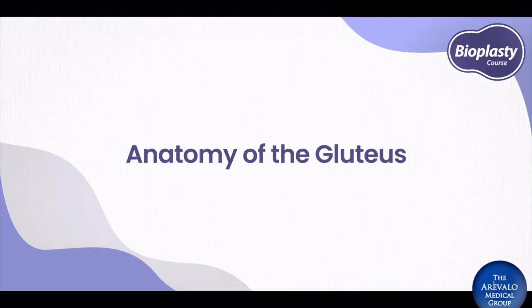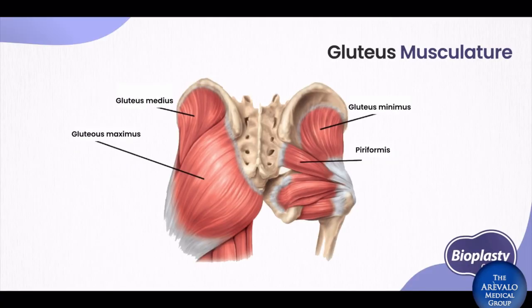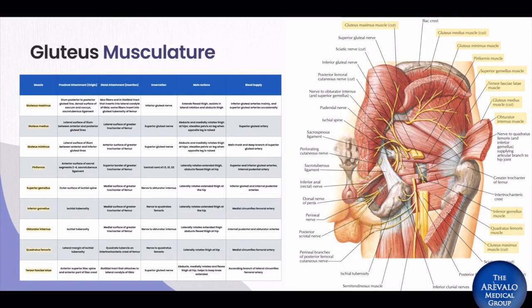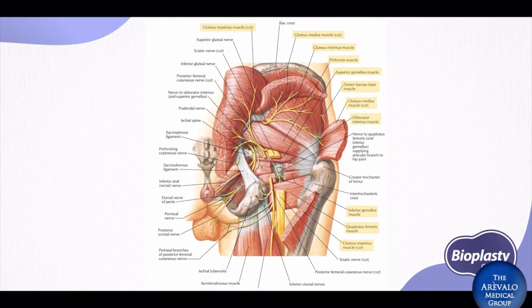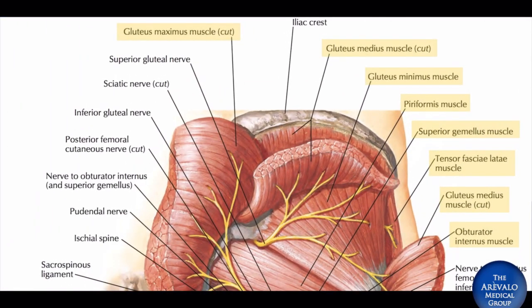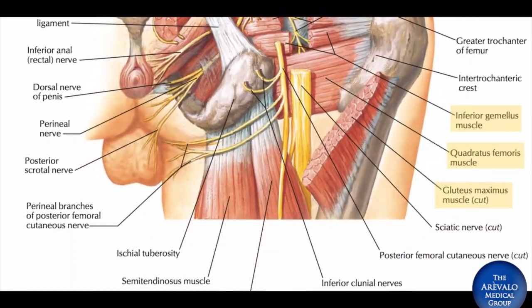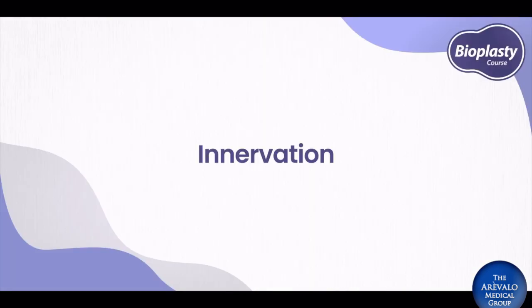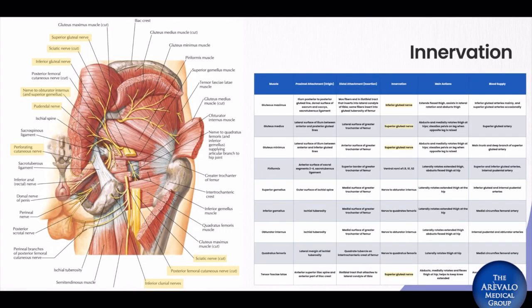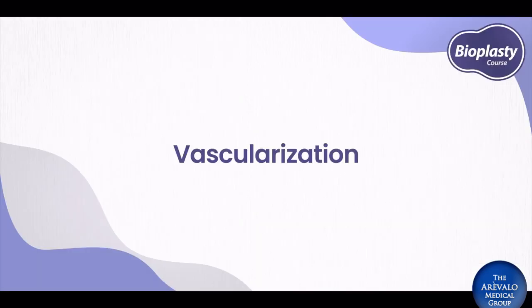Let's do a brief recap of the anatomy of the gluteus. The result of the gluteal bioplasty is due to the projection of the musculature as the product is applied between the bone and the muscle. It is also important to be aware of innervation. Vascularization must also be observed.